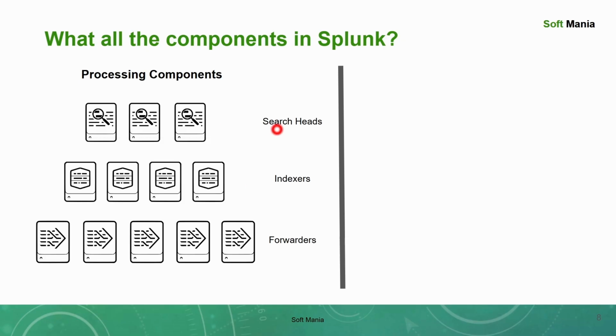And the third component we have is a search head. A search head is the place where users or developers can execute their searches. The search head will talk to all of the indexers and pull the necessary data from the indexers. These are all the processing components.